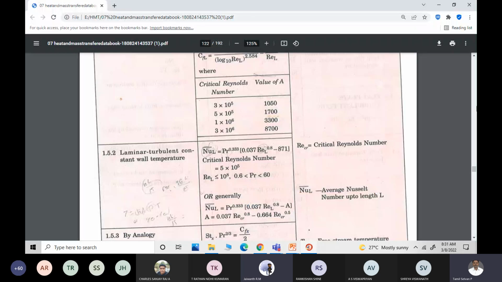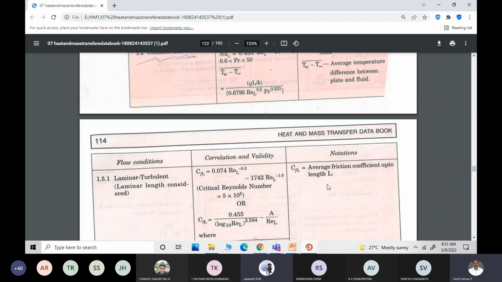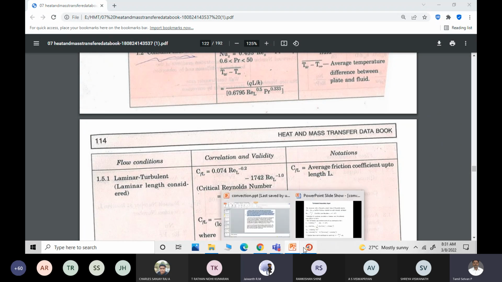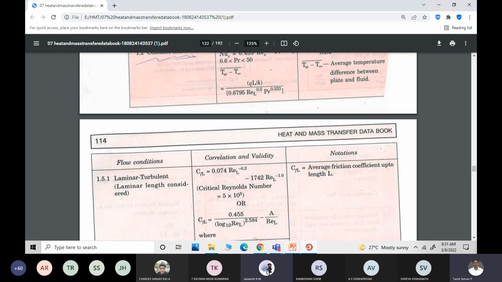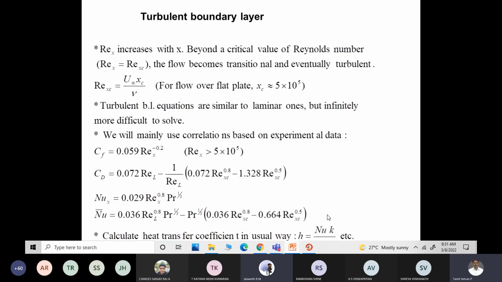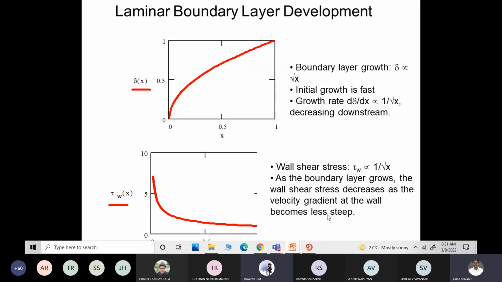Okay, average Nusselt number and CFL, average friction coefficient. Those things were there in the data book. That's why, without the data book, if you come to the examination, it will be very difficult. You will not be able to memorize that.